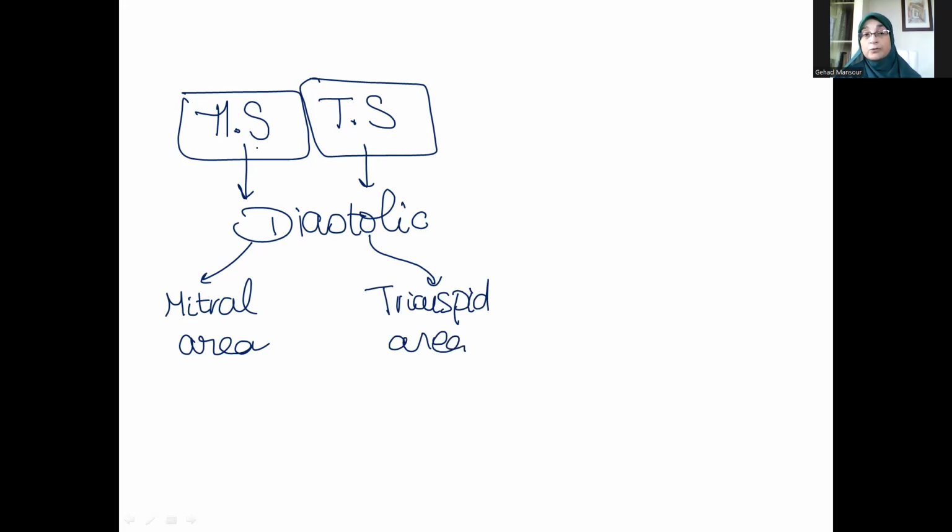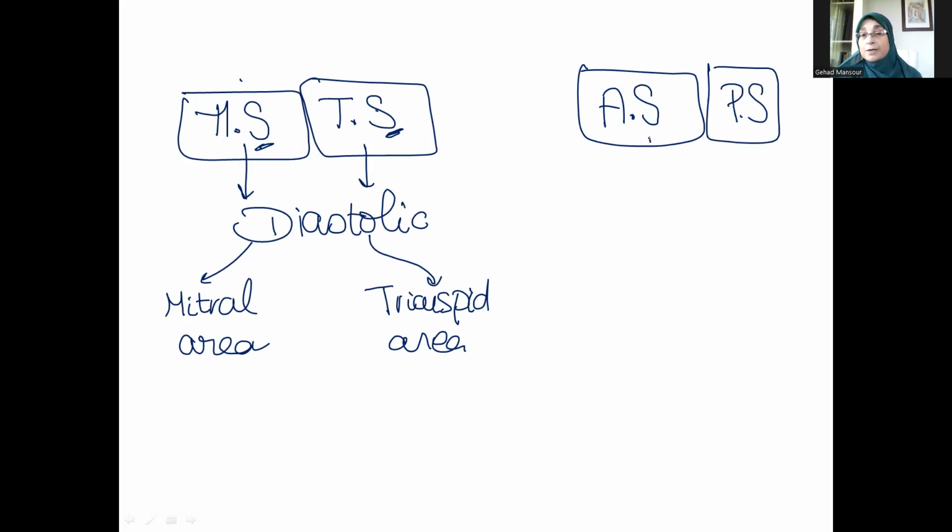But if you consider stenosis not of the atrioventricular valves, but of the semi-lunar valves, and if you consider aortic stenosis or pulmonary stenosis, then the murmur will be a systolic murmur. Do I have to learn this by heart? No, but I have to imagine the hemodynamics of the heart.